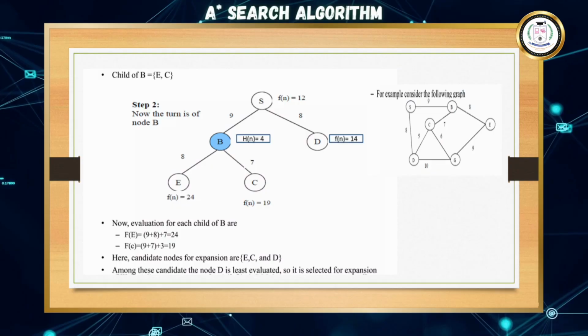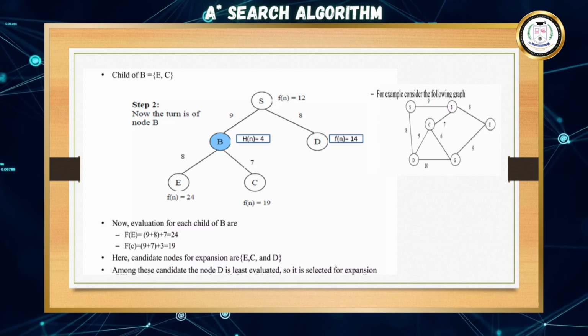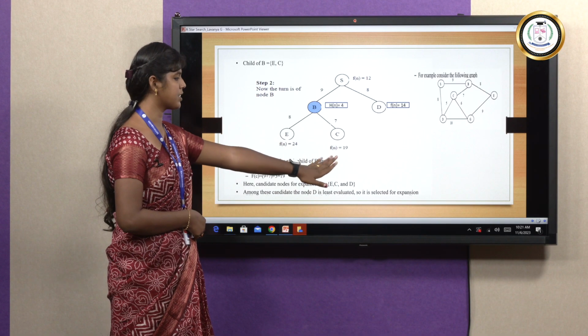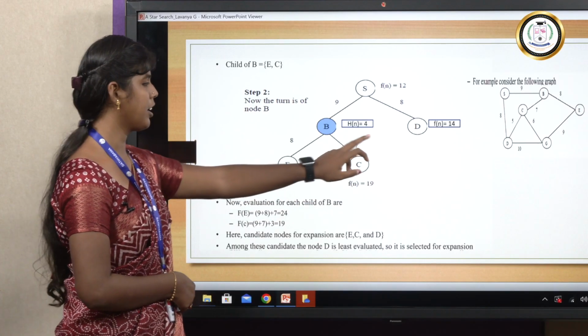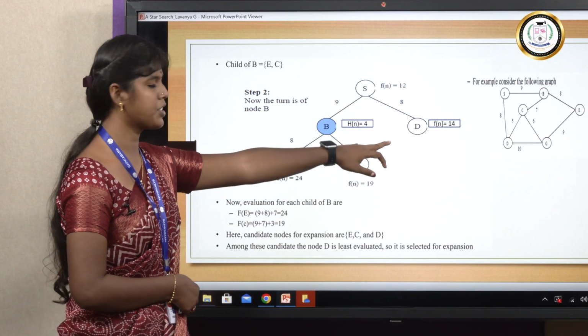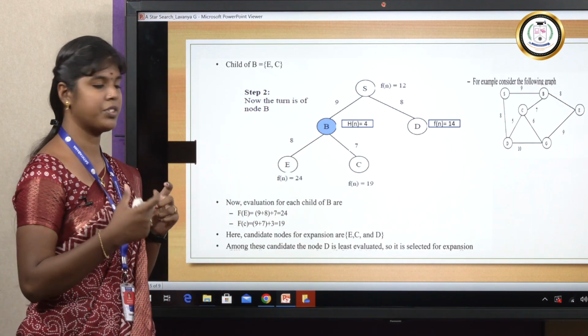First, in these two you need to check which one is the least, 24 and 19. So from this, 19 is the least one. And also I need to check one more node, that is S to D. So I need to proceed with one more node, then I need to conclude which one is the least.